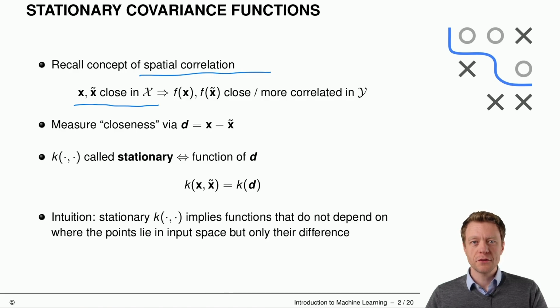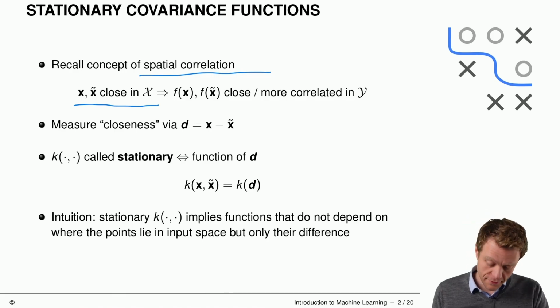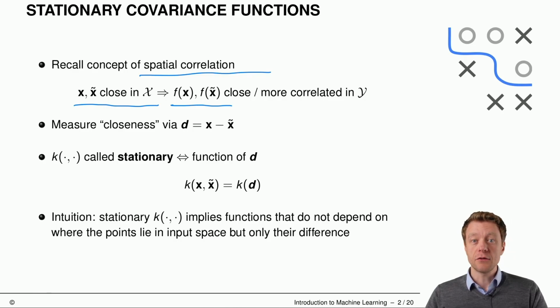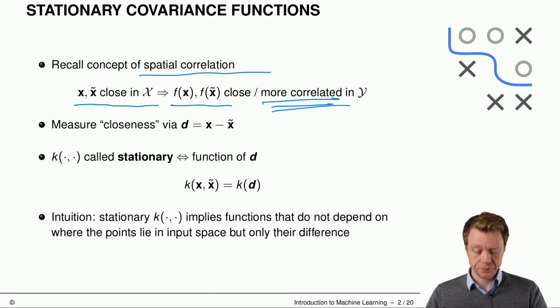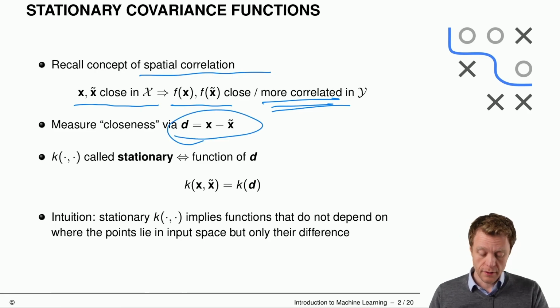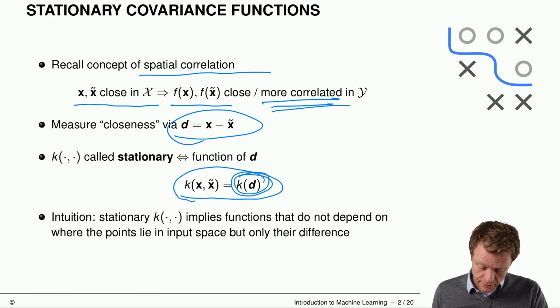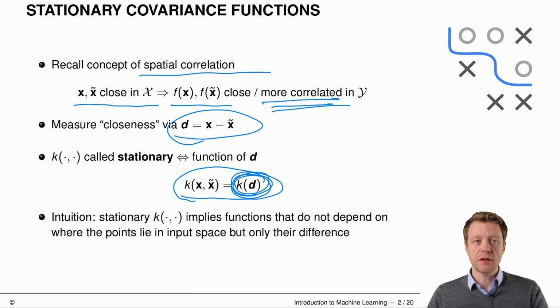The only thing we have to be careful about here is that f of x and f of x tilde are random variables. So we can't really say they are close before observing them, but we can say they should be more correlated. The closeness of two points in the feature space is measured just by the distance, so just x minus x tilde. And we call a kernel function stationary if and only if it is a function of this difference. So if we can write the kernel function as k of d, then we say it's a stationary function.